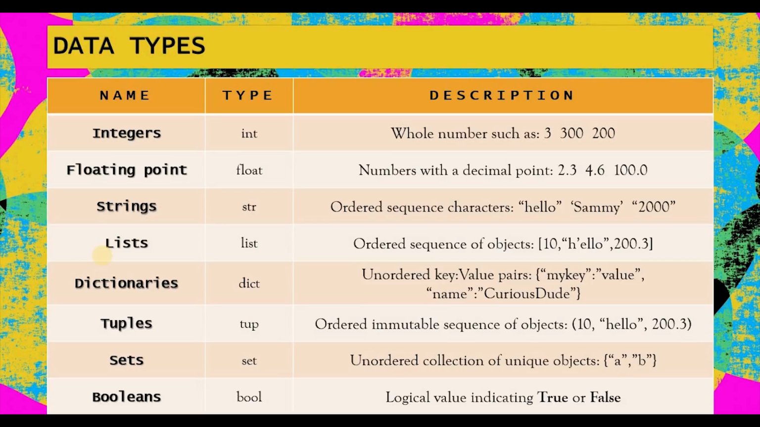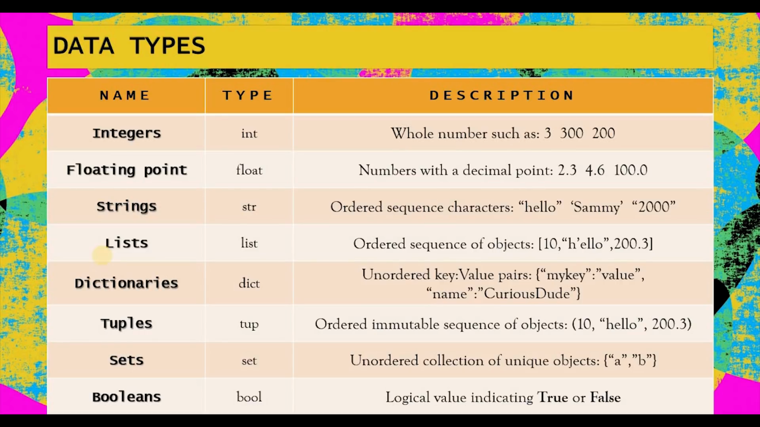Then moving on to the next one, we have lists, which is a list type, and it is an ordered sequence of objects. So it can contain a number of objects with different data types, but in an orderly fashion. The next we have is dictionaries, or dict. This is an unordered collection of key and value pairs. That is the key relating to a value, such as in the example here, Mikey, which relates to a value, and name, which relates to the curious dude.